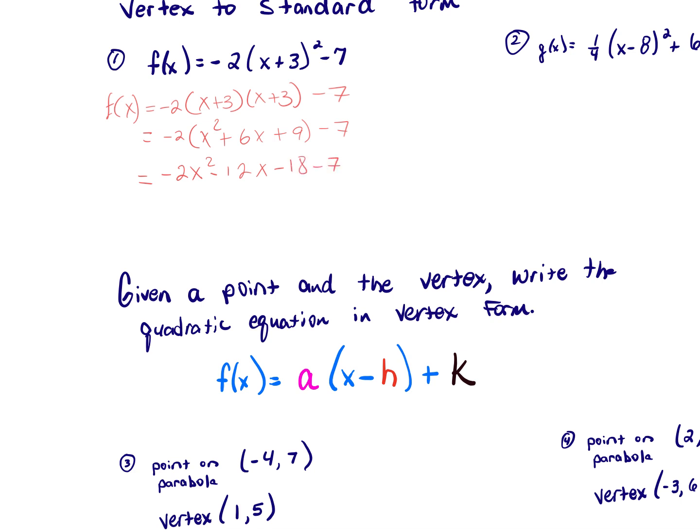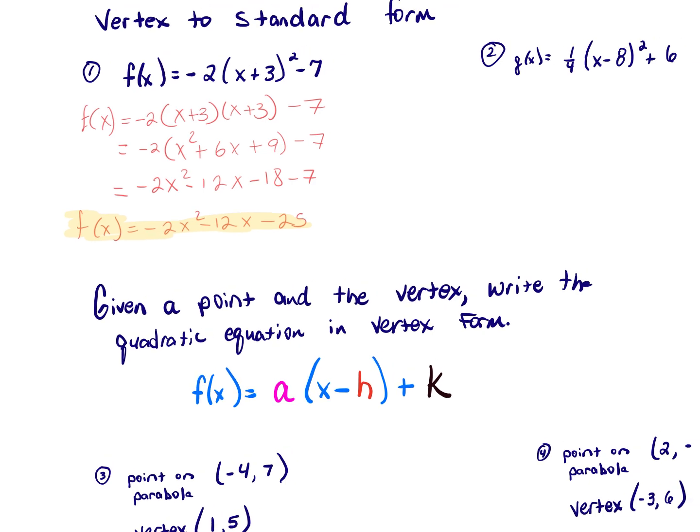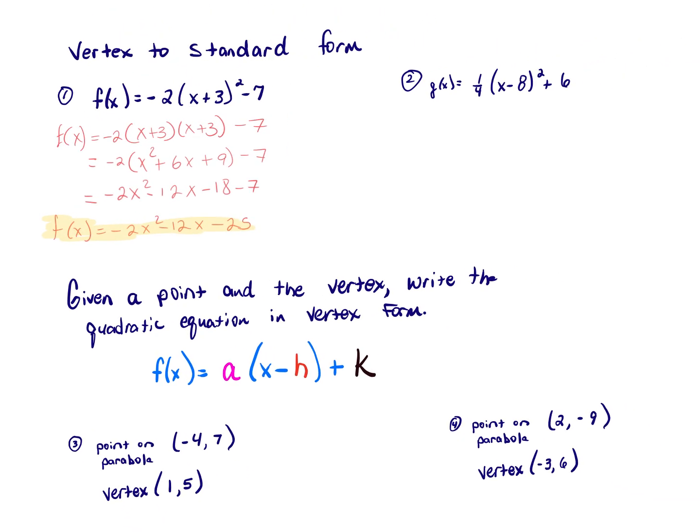The last step would be to combine like terms. So you end up with f of x equal to -2x squared minus 12x minus 25. And then this would be your final answer. From vertex form to standard form, the main thing is to distribute and expand as much as you can.